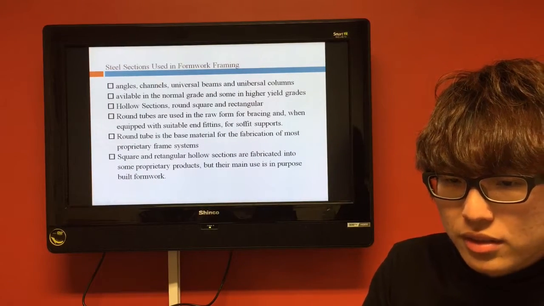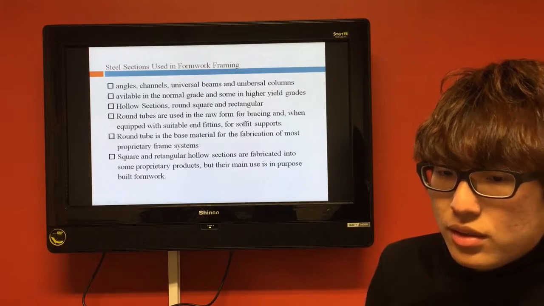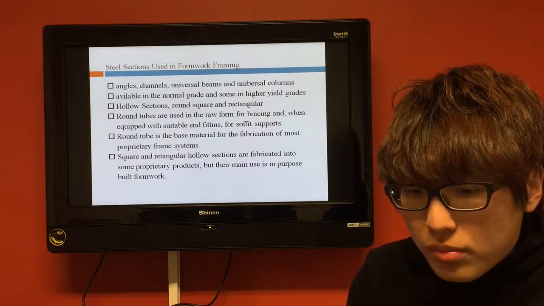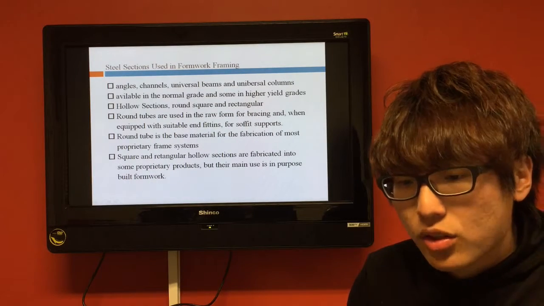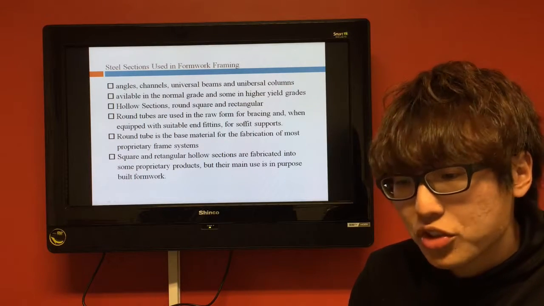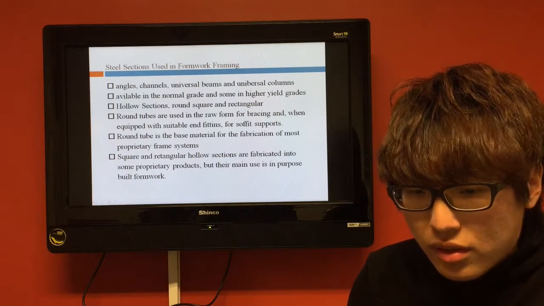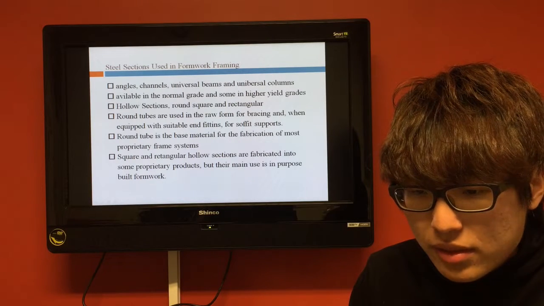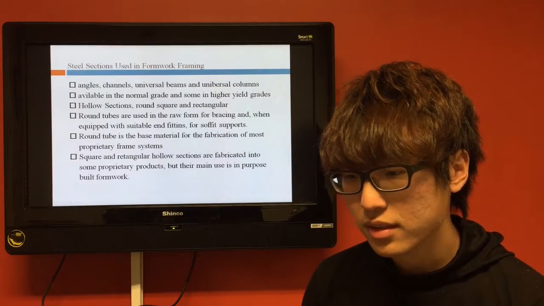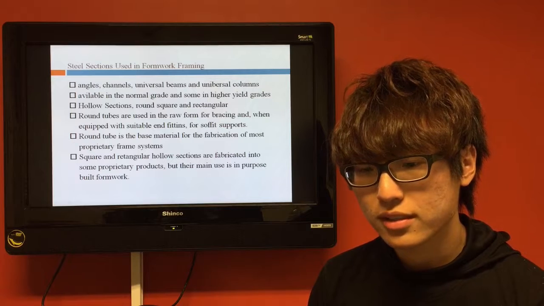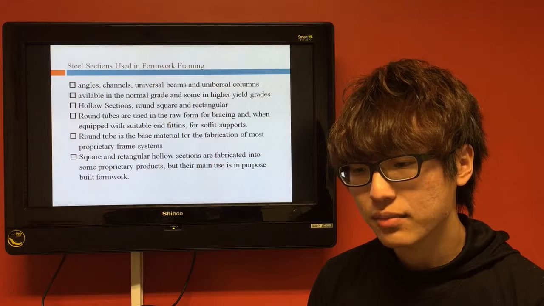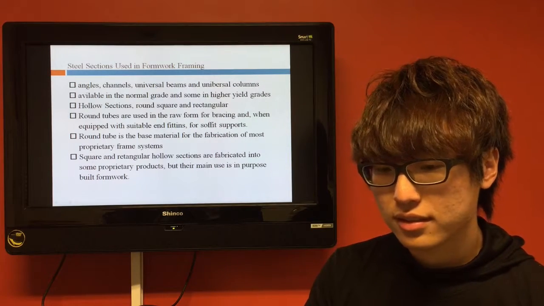Then I will talk about some steel sections used in formwork framing. All the normal hot rolled solid steel sections are used for formwork framing, such as angles, channels, universal beams, and universal columns. Their use is for long-span framing members in large formwork units. All these sections are available in a normal grade and some in higher grades.